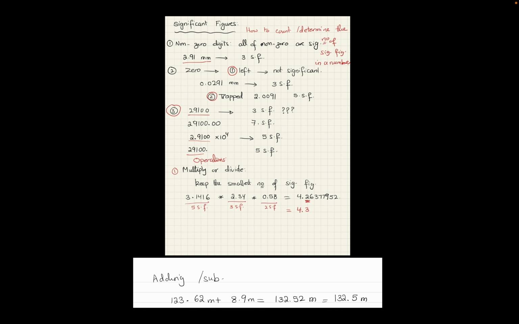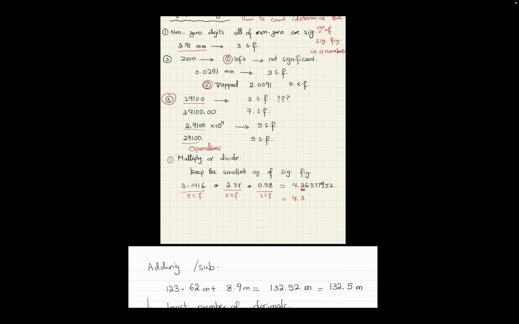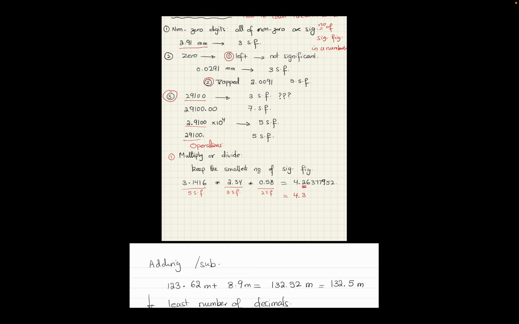When a zero is trapped, meaning it is between numbers that are really considered significant, then the zeros are going to be considered significant. So here, 2.0091 is going to be 5 sig figs. Now, when we go to number 3, these are the zeros to the right, and zeros to the right are really significant.